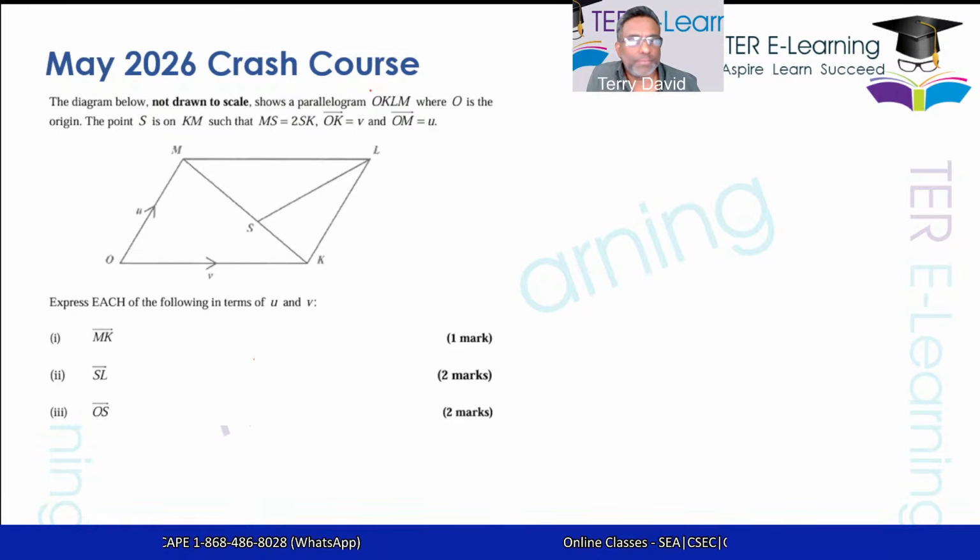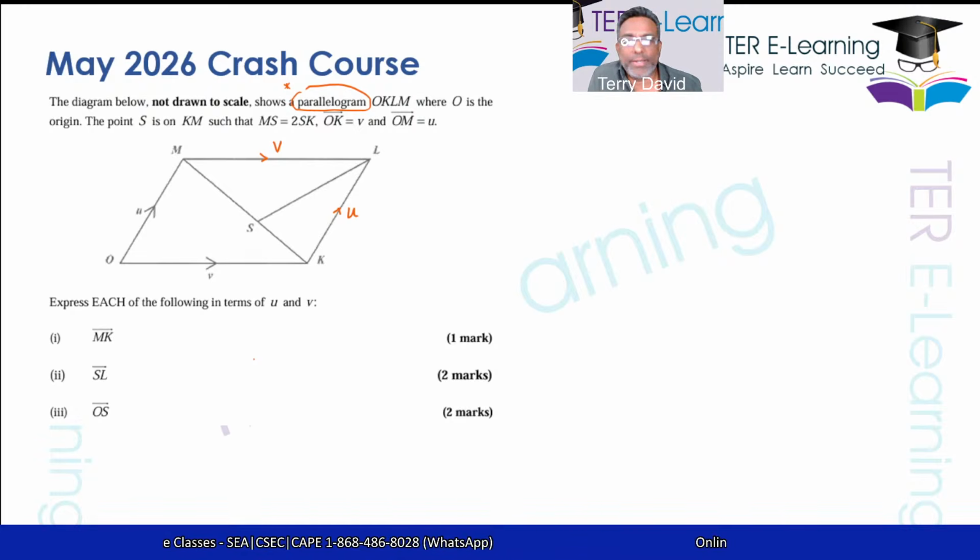So first of all, let's see what they give me here. So we have OMLK, that's a parallelogram. Whenever they tell me anything about a parallelogram, my suggestion to you is to put in certain things one time. It means that this vector here has to be V. It also means that this vector here is U. So once you see the word parallelogram, that is what you should do. Write in those vectors one time.